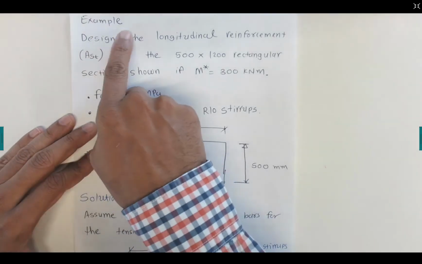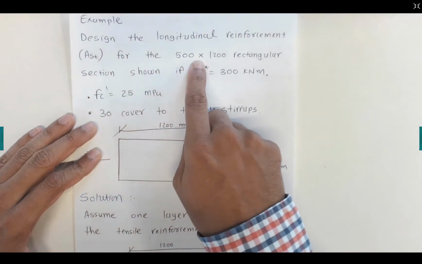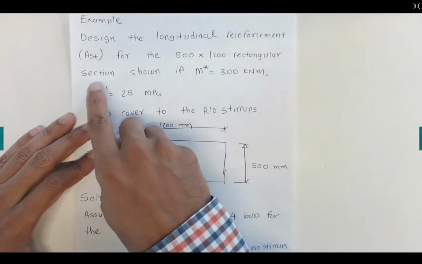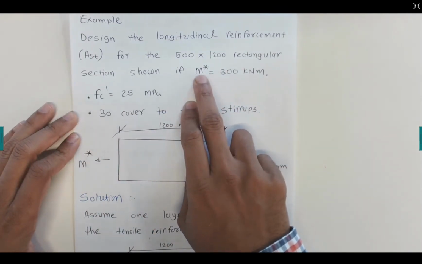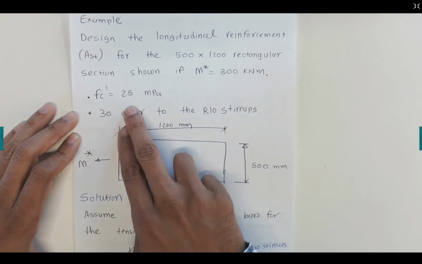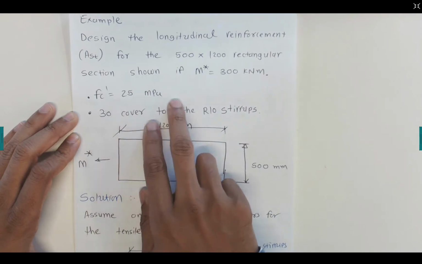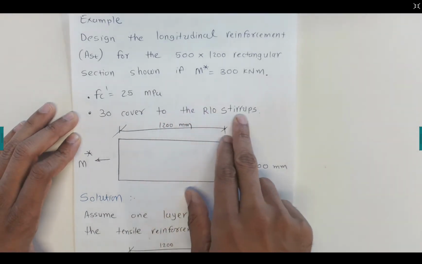This video explains the example of designing the longitudinal reinforcement AST for the 500 mm by 1200 mm rectangular section shown. So these are rectangular sections. It has given M star equal to 300 kilonewton meters, characteristic strength 25 megapascals, and 30 millimeters cover to the R10 stirrups.